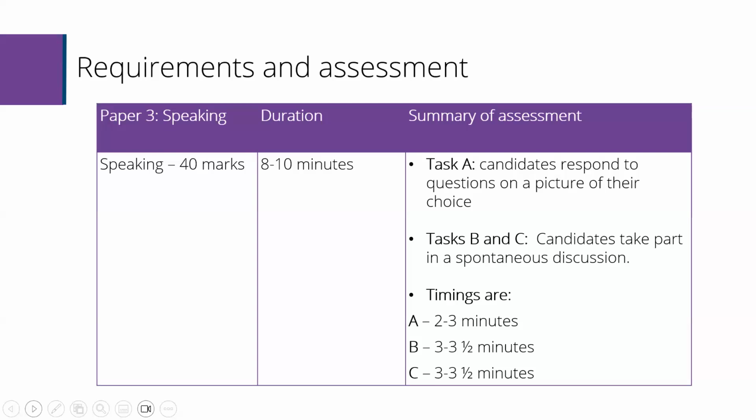And in tasks B and C, candidates take part in a spontaneous discussion. So the timings are 2 to 3 minutes for the picture task, and then 3 to 3.5 minutes for each of task B and task C. Okay.